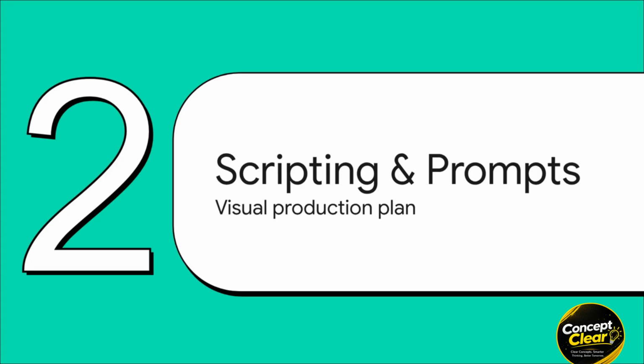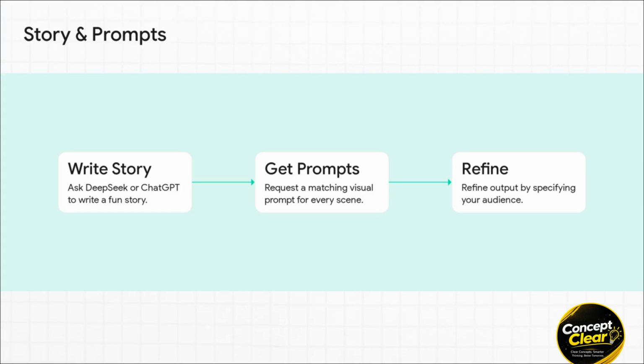Okay, section 2, scripting and prompt generation. This is where we literally build your visual production plan. So the really crucial point here is that you aren't just generating a script, you're actually generating the exact text commands you're going to need to keep your visuals super consistent. Let's say, for example, we want to animate the classic race between a turtle and a rabbit. We just go into DeepSeek or ChatGPT and ask it for the story, sure, but we also ask for a specific image generation prompt for every single scene.